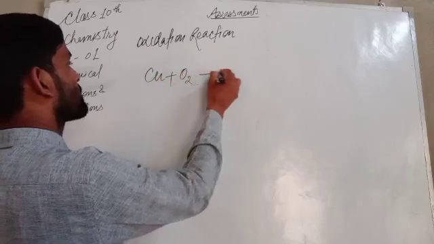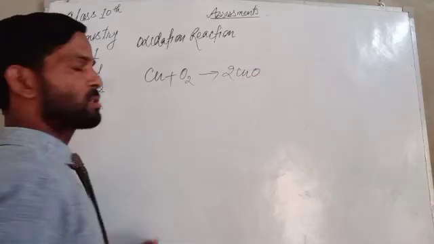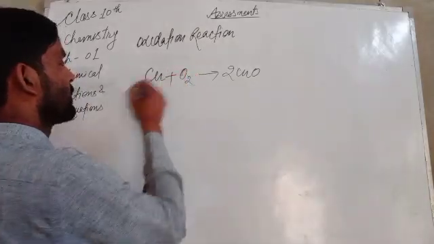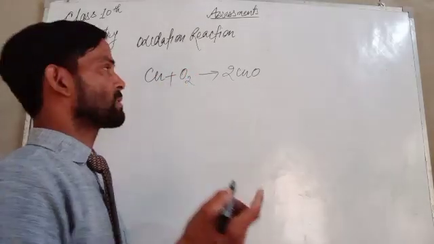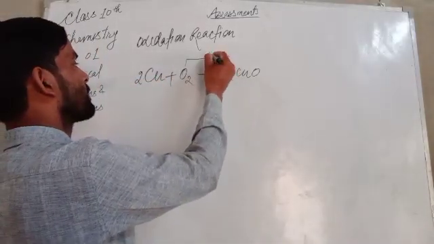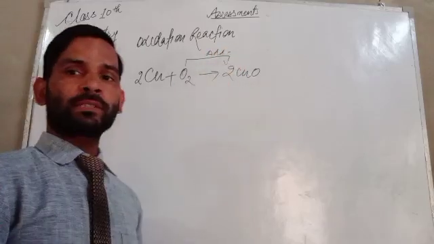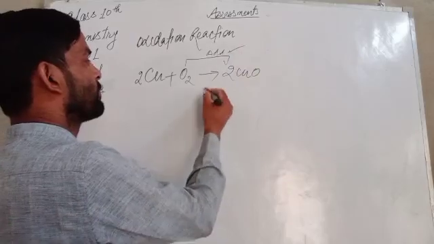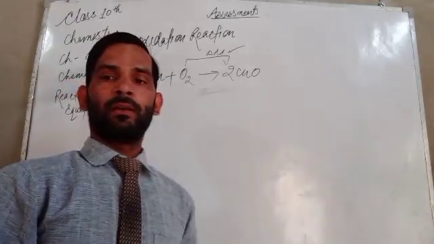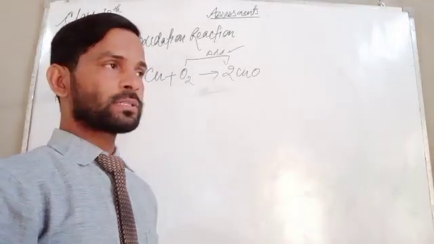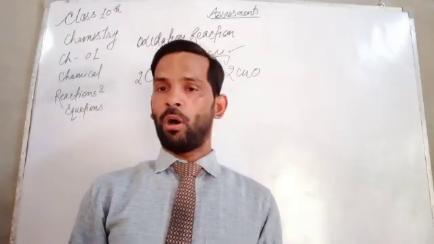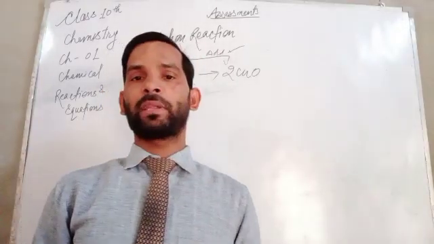Copper plus oxygen forms 2CuO. That is, copper gets combined with oxygen, that is a gaining of oxygen, and here we have to write 2Cu. So in this, what is being added? Adding of oxygen. So this one is an example of oxidation reaction. And here he is asking whether oxidation is an exothermic or endothermic reaction. So the oxidation reaction is an exothermic reaction.